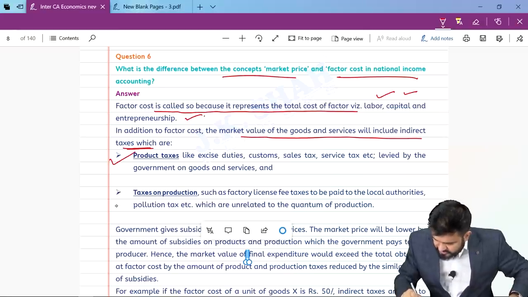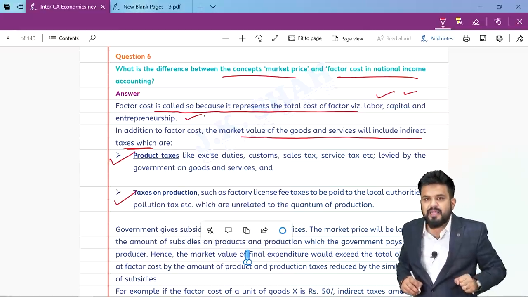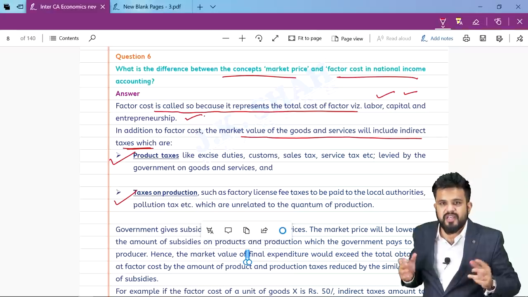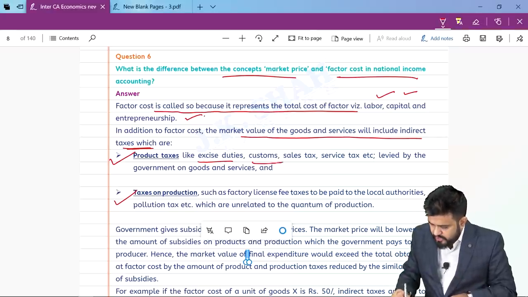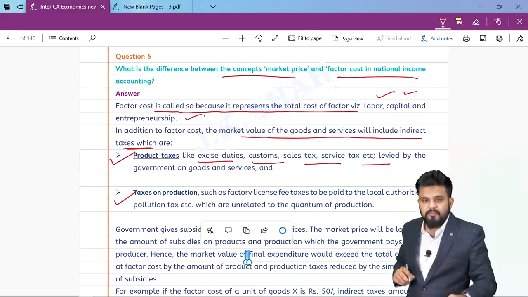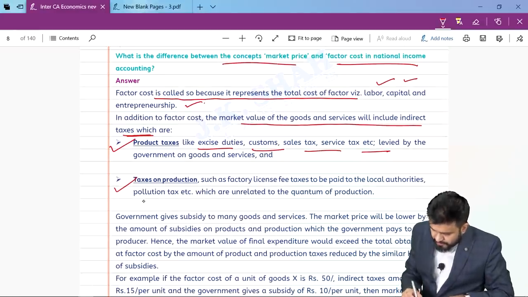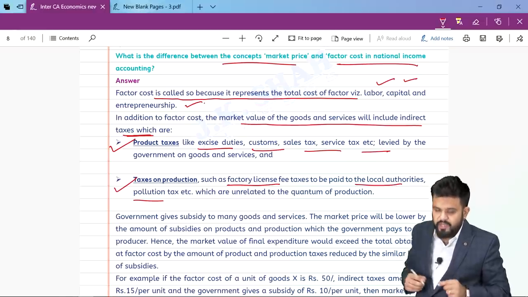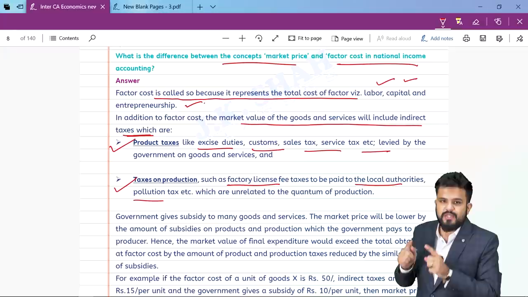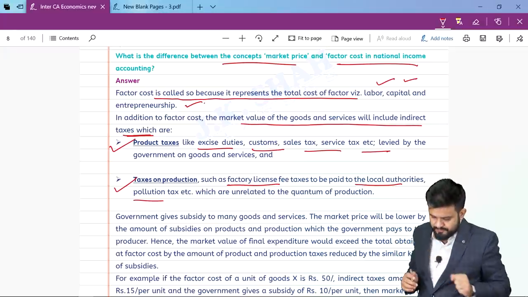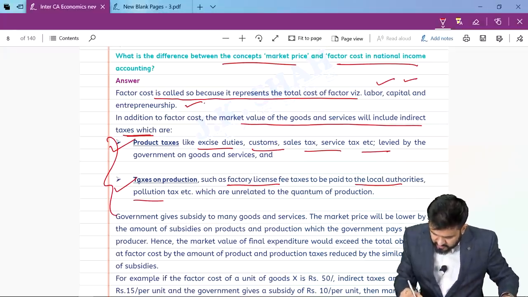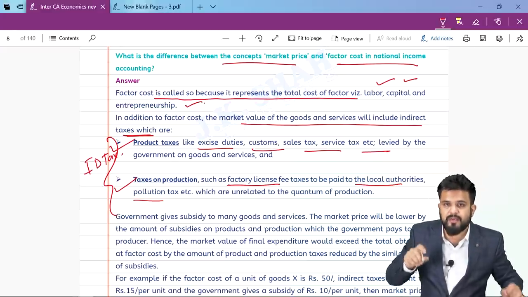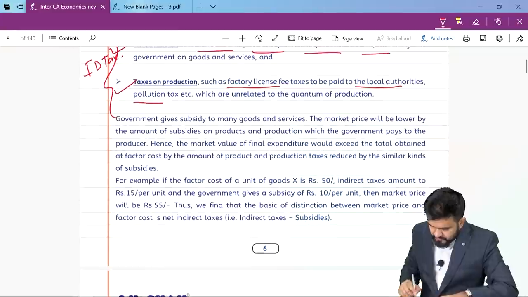So product taxes and taxes on production, like sales tax, VAT, GST, customs duty, excise duty, these all are product taxes. Whereas you pay pollution tax, you pay some extra license fee for production to the local authorities, these all are production taxes, that is taxes on production. So these all are indirect tax, which will be included in market price but not in factor cost.